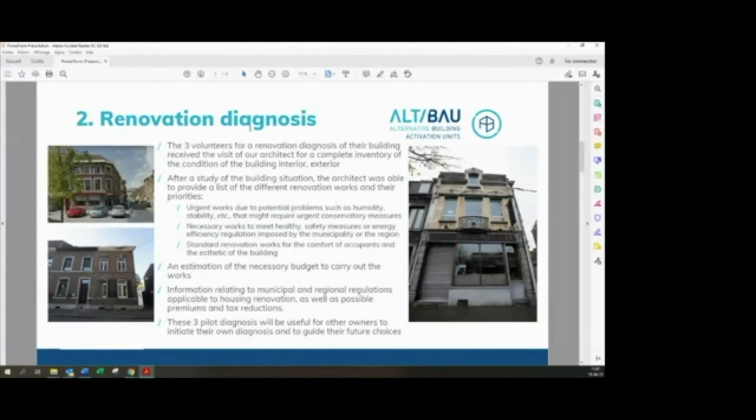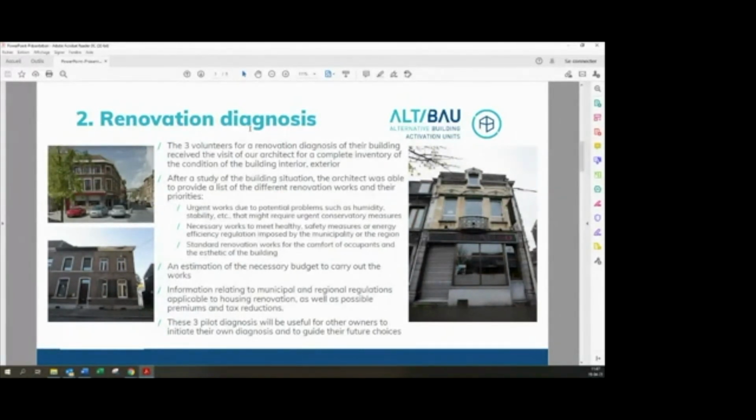Then the owner also received information relating to municipal and regional regulations applicable to housing renovations, as well as information concerning the premiums and the tax reduction that they can get when they renovate their house, especially when it is an energy efficient renovation. So these three pilot diagnoses were very useful to these three owners, but they will also be useful for other owners as a guide, as an example, to initiate their own diagnosis and to guide their future choices.